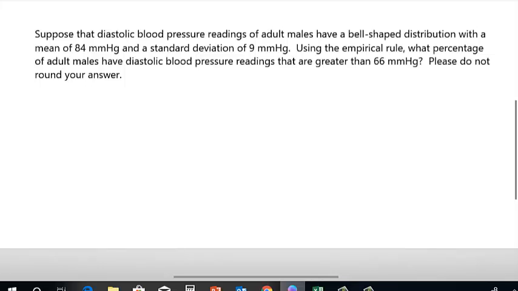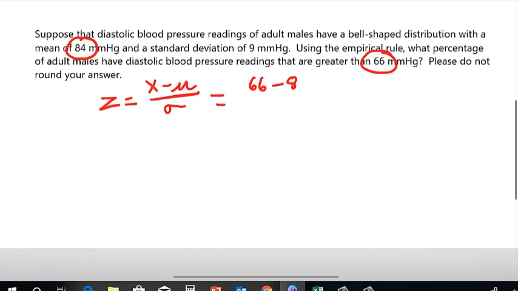All right, so the first thing we need to do is find our z-score. So to find the z-score, we take the value, which I'll call x, subtract off the mean, and then divide by the standard deviation. So for our case, our value here is 66. I want to subtract off the mean, which is 84. And then I want to divide by the standard deviation, which is 9. So if we were to do that, I get negative 18 divided by 9 is negative 2.